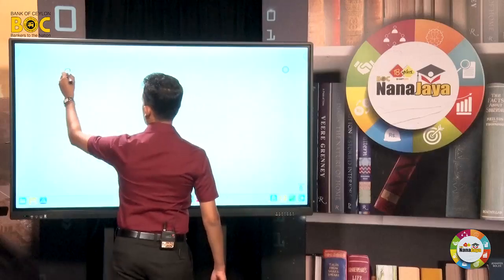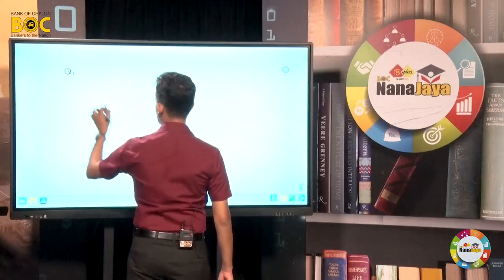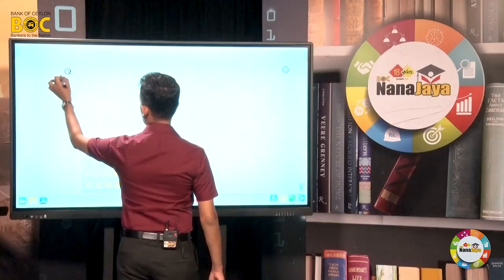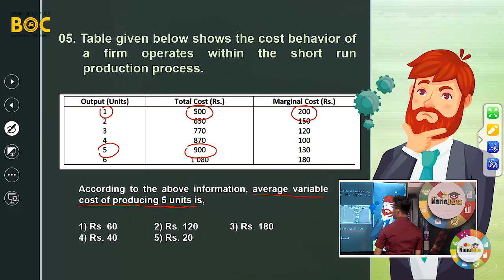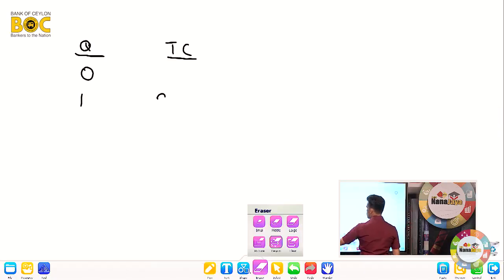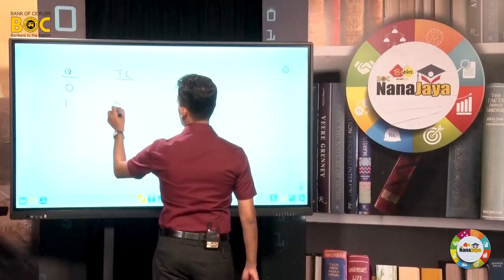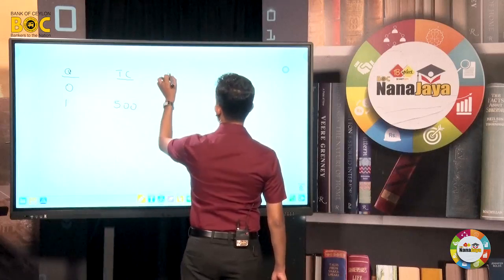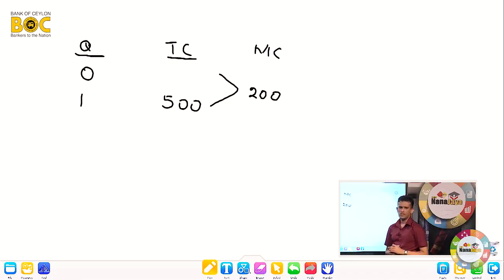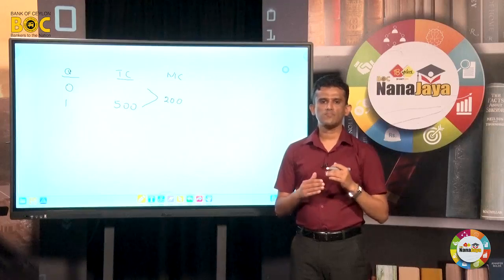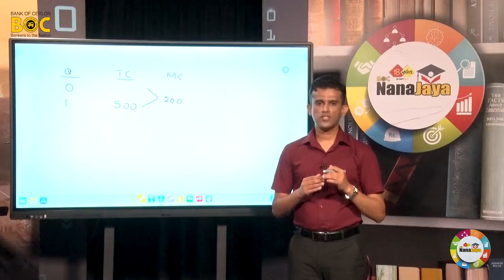Based on the information, when they produce one unit, I will use a zero output also for my explanation. The firm has to incur a total cost of rupees 500 when they produce one unit. And the marginal cost of producing the first unit is rupees 200. What does this mean? When the production of the firm increases from 0 to 1, the total cost increases by 200. That is the meaning of the marginal cost of the first unit being 200.